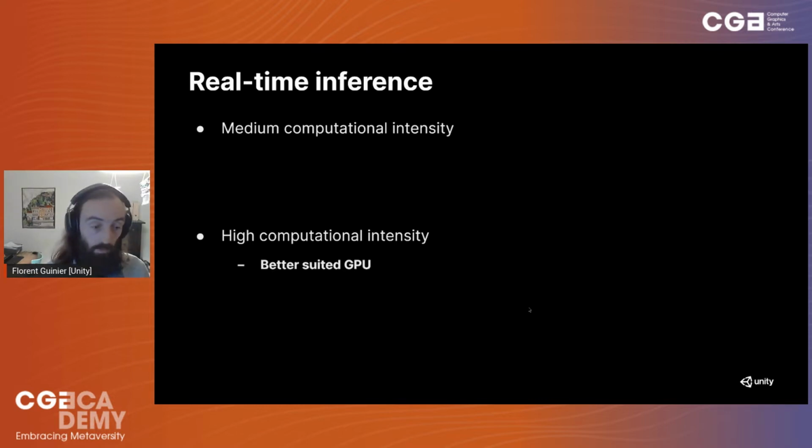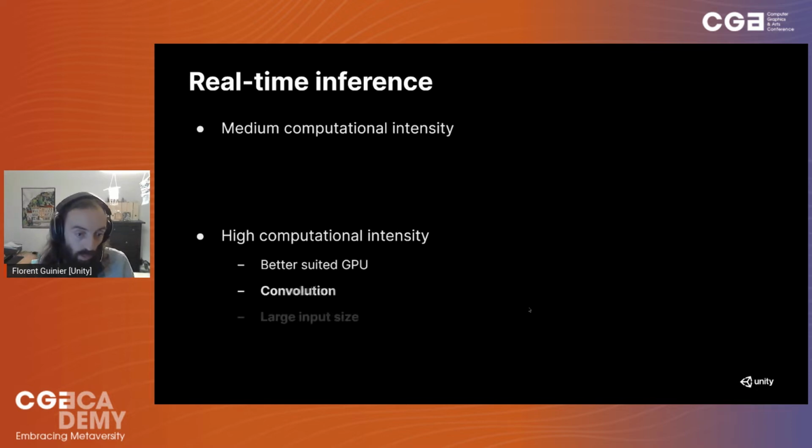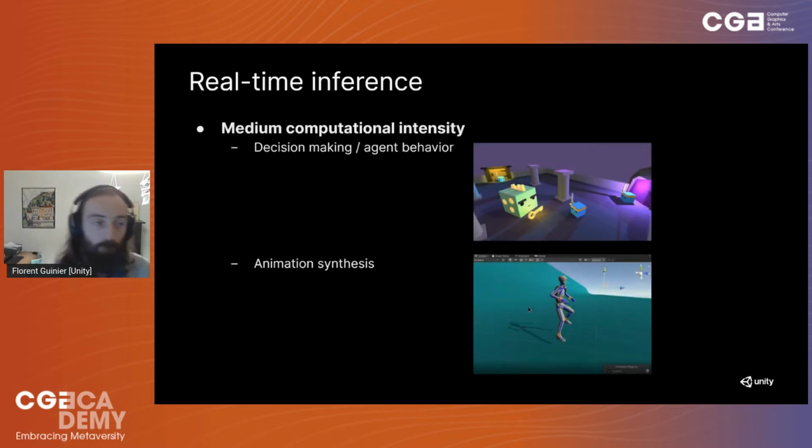And then we have the other end of the spectrum, which is high computational intensity. Here we go more toward GPU because of the sheer raw power of those devices. It might be image-based networks, convolution-based networks, which usually have large input size. So let's dive a little bit into examples of those two categories. For medium computational intensity, we'll look at two examples. The first one is going to be about decision making, agent behavior, and the second one, animation.